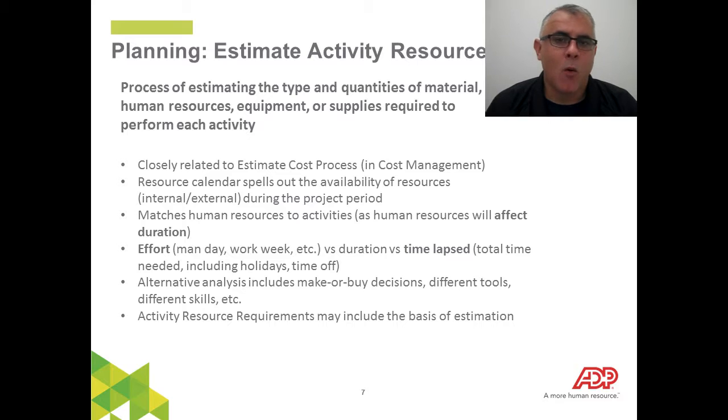Now on to your fourth process. This is estimate activity resources. This is where you've got your project schedule network diagram already outlined, and now you've got to look at each of those activities and identify, okay, what resources do I need? Resources could be human resources. How many people do I need? What type of people am I going to need there? Or it could be equipment as well.